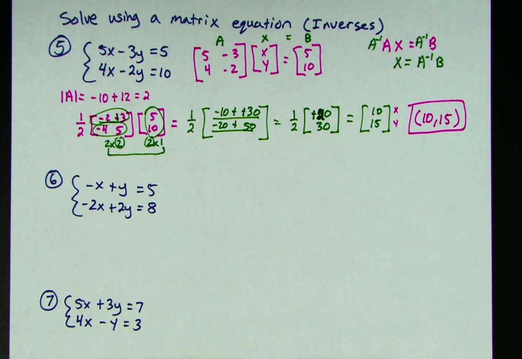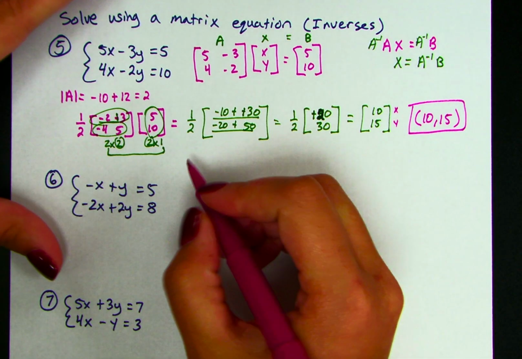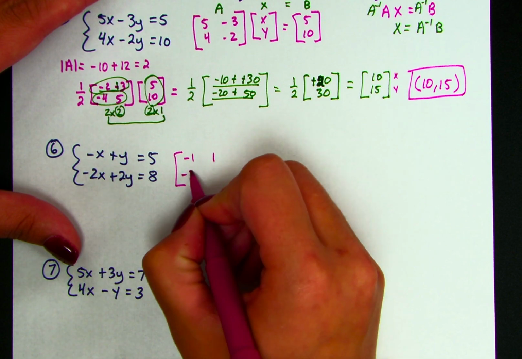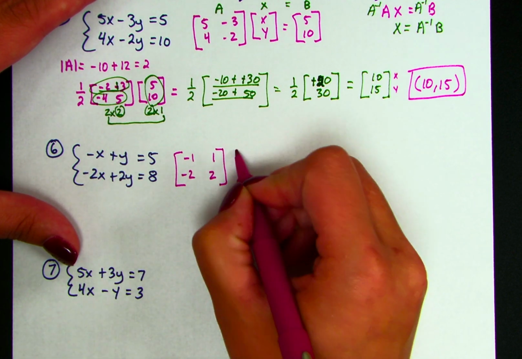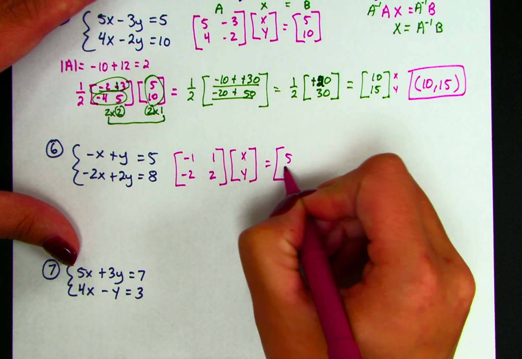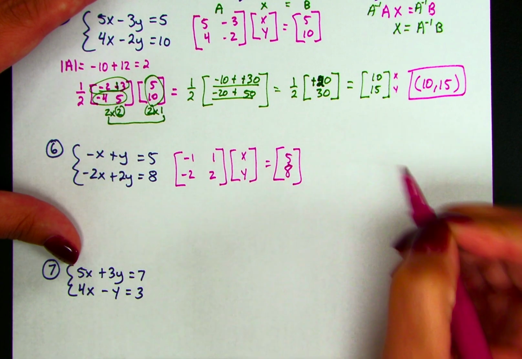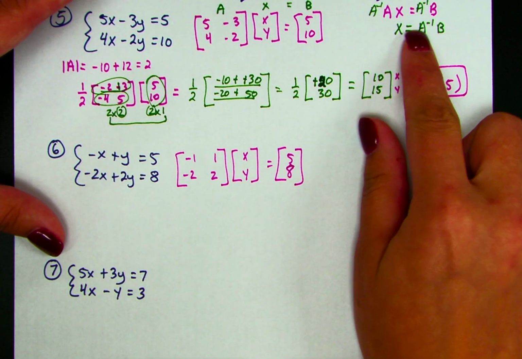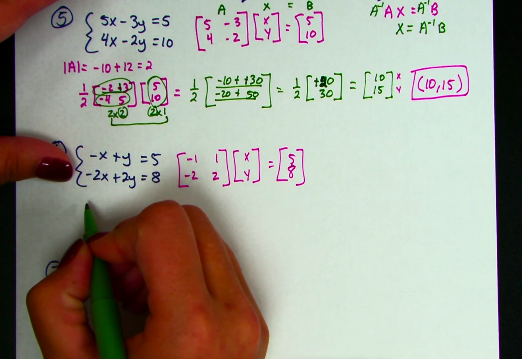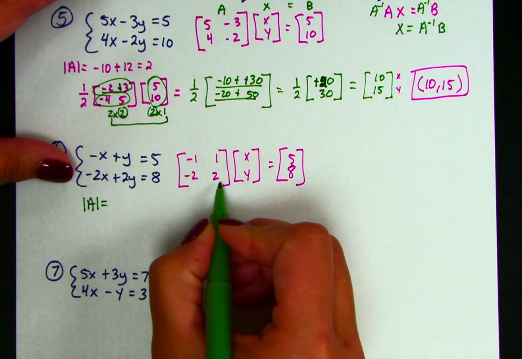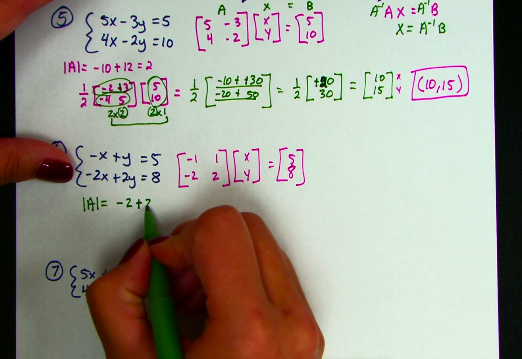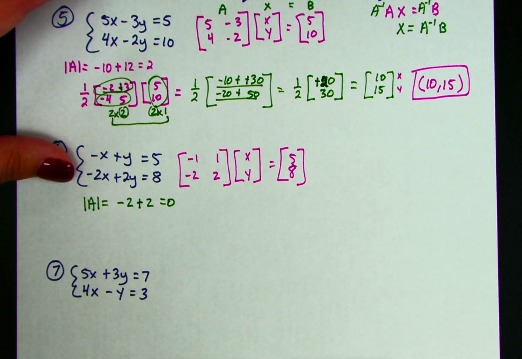All right, so continuing on to the next one. Again, starting with that coefficient matrix. So -1, 1, -2, 2 times x, y equals 5, 8. Again, I'm still following this up here, so I need to start with my determinant. The determinant of A is going to give me -2 minus a -2, so I'm really adding, so that's going to give me 0.